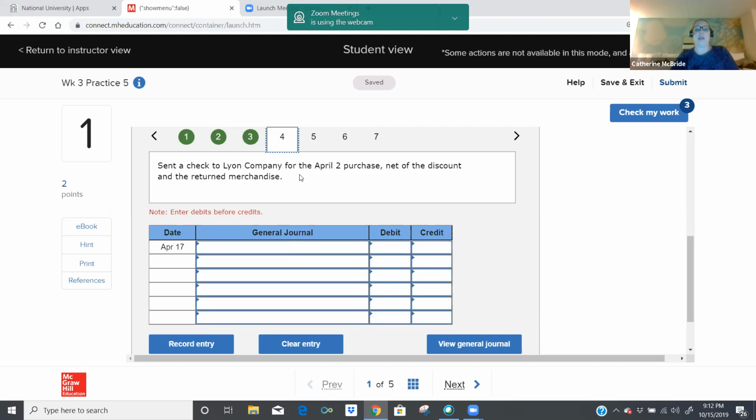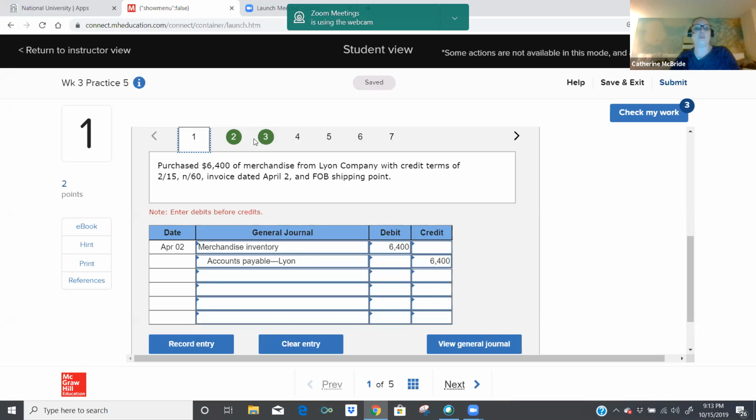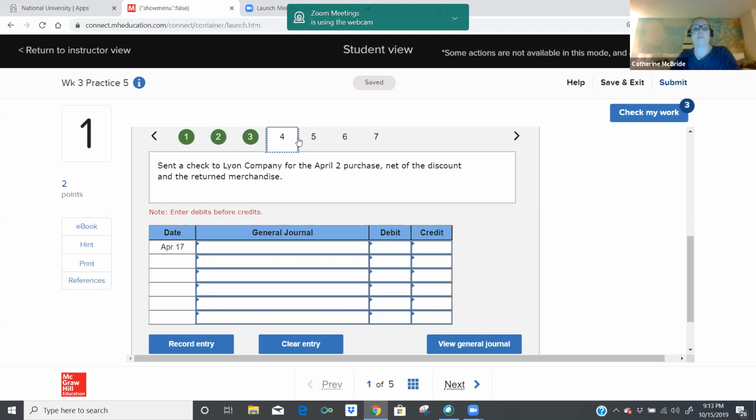Now we sent a check to Lion for the April 2nd purchase net of the discount. Okay, so that's why I need my T account. So I started out with $6,400. I returned $600, so I owe them $5,800. I owe them $5,800. So now the question is, what was the discount? The discount was 2% if paid within 15 days. So I'll use the calculator on the computer. My phone's almost dead. Okay, so we owe Lion $5,800, but we're going to take a 2% discount.